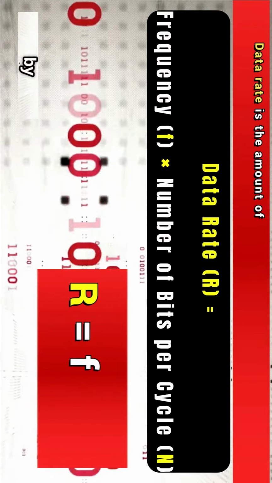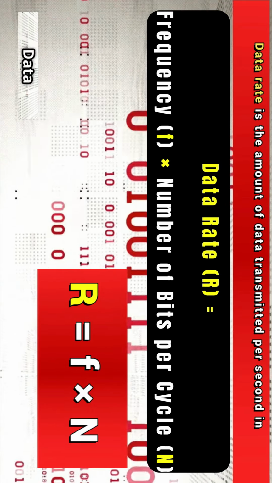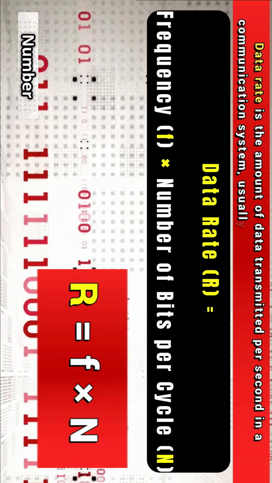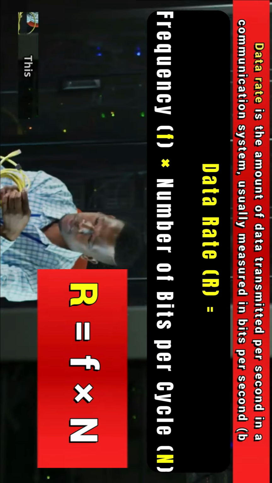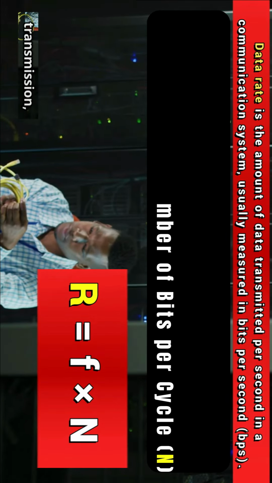The relationship between frequency and data rate is expressed by this simple formula. Data rate equals frequency times number of bits per cycle. This formula is the backbone of data transmission.